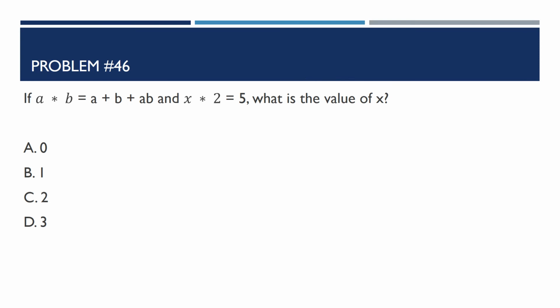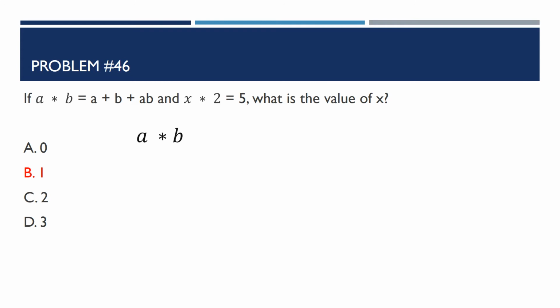Number 46. If A star B equals A plus B plus AB and X star 2 equals 5, what is the value of X? So let's find the answer. The answer for this problem is 1. So how did we get 1?